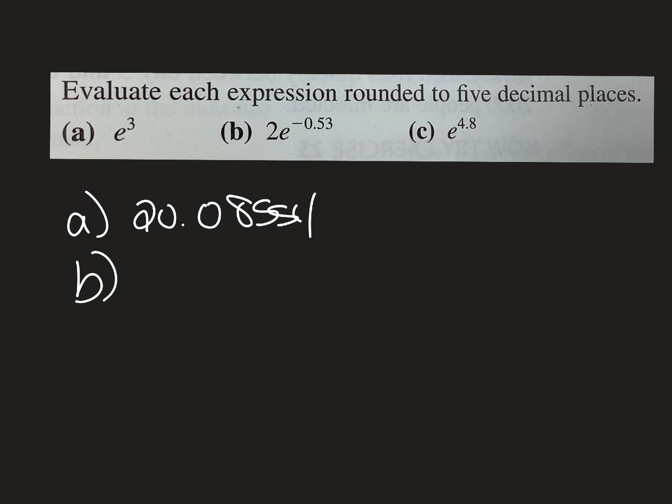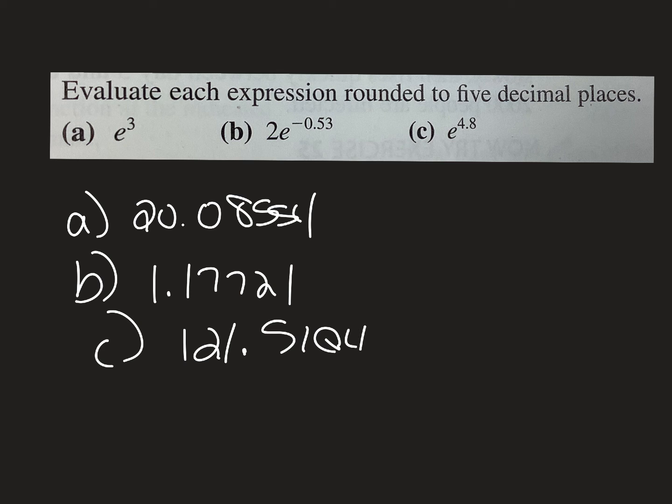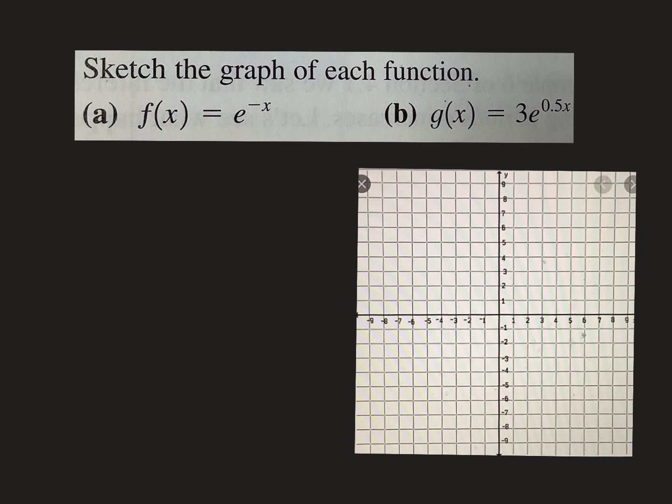So if you punch in e to the 3rd power, you get 20.0855, to 5 decimal places. Do the next one, punch in 2 times e to that negative exponent, you get 1.17721. Part C, punch it in, e to the 4.8 power, 121.51042. That's just flat out punching stuff in your calc. You should have no issue there, as long as you can find the button. So make sure you can find your e on your calc.